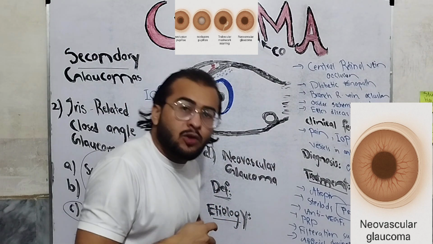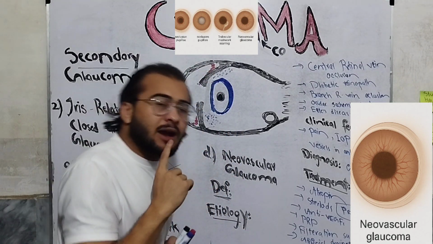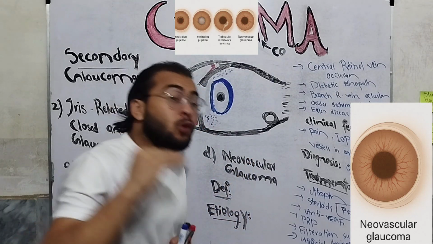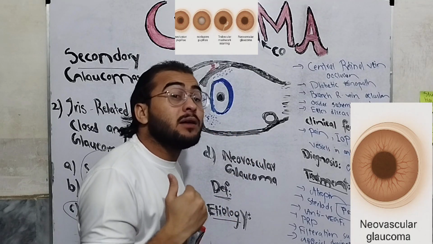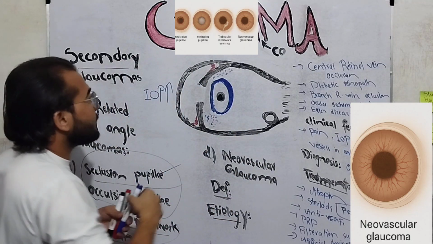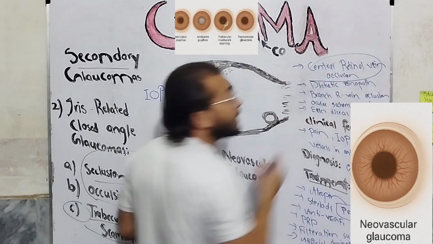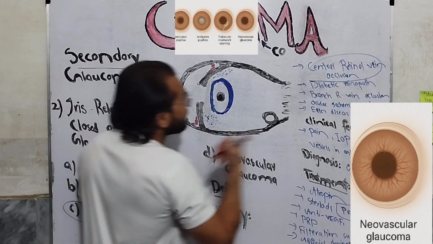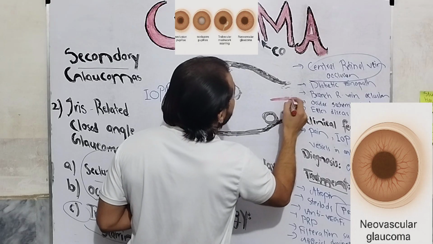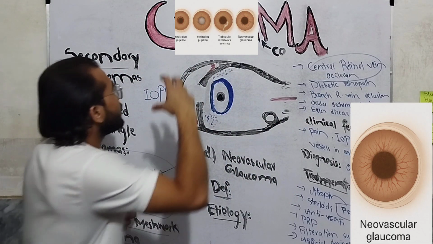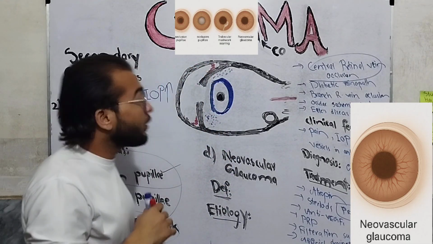So what is the etiology? Why is there formation of new vascular membranes? This is because of multiple etiologies, and remember, most of the etiologies of neovascular glaucoma are related to the retina. For example, the most common etiological factor for neovascular glaucoma is central retinal vein occlusion. Central retinal vein occlusion can induce new vascular membranes in the posterior chamber as well as in the anterior chamber.